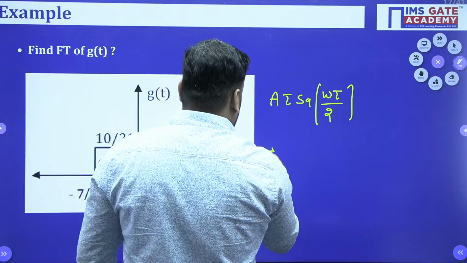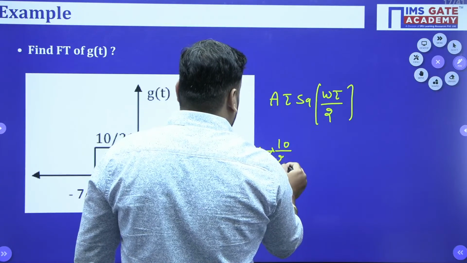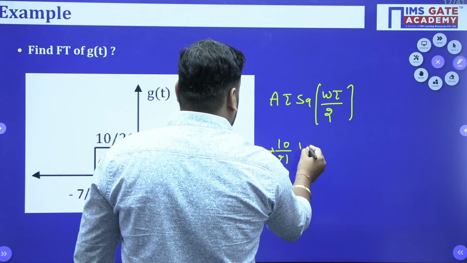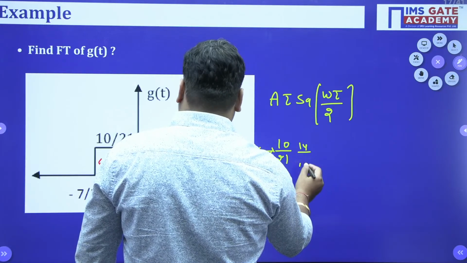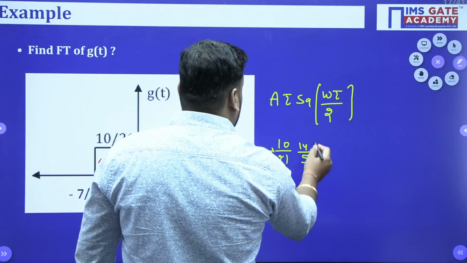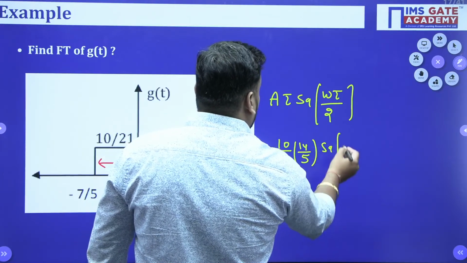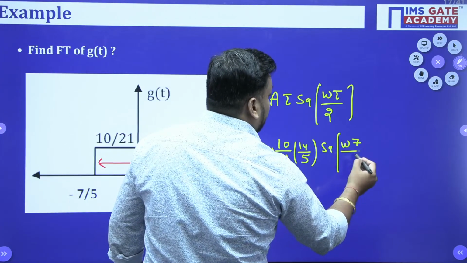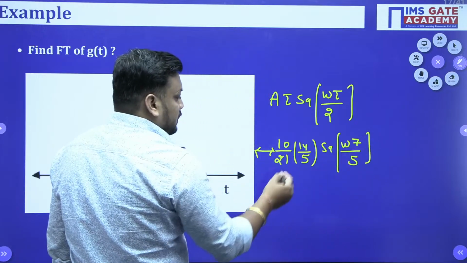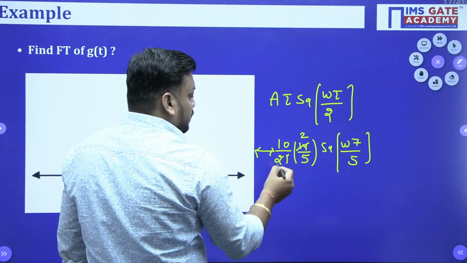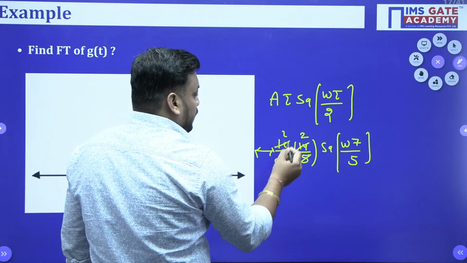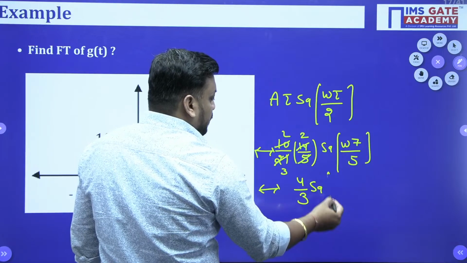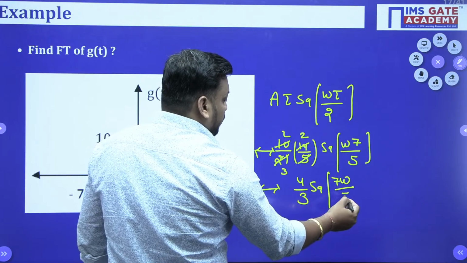So what you should write? You should write A tau, that means 14 by 5, 14 by A tau sampling of omega tau by 2. What is tau by 2? 7 by 5. So it means your final answer is 7 2 ja 14, 7 3 ja 21, 5 2 ja 10. So don't you think 2 2 ja 4? So it will be 4 by 3 into sampling of 7 omega upon 5.